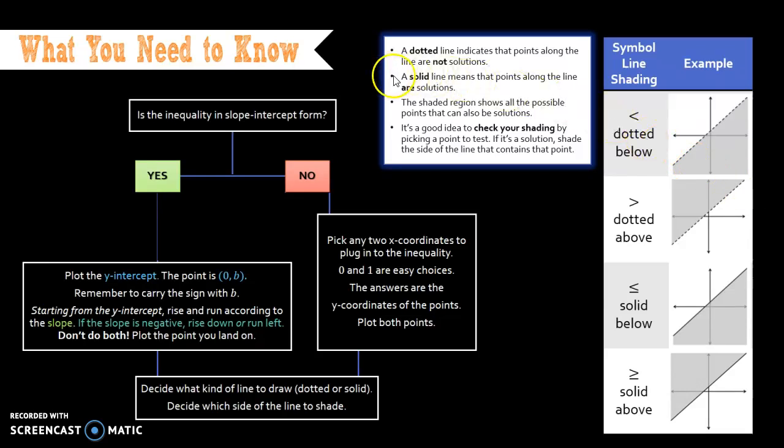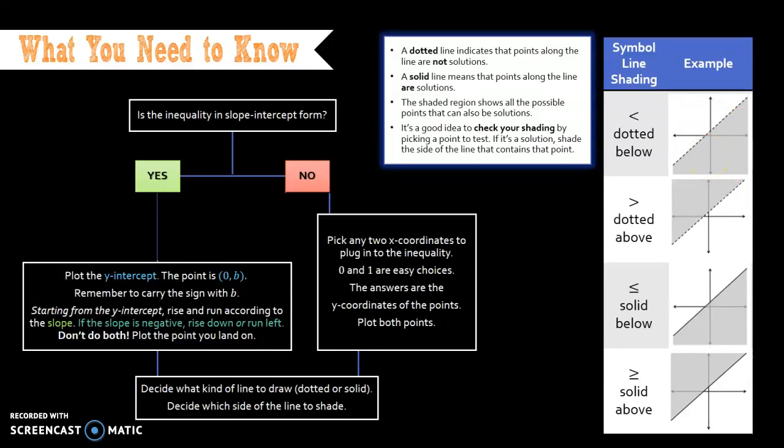A solid line, however, means that you're actually including, you are grabbing every single point along that line. They are solutions, they belong to your inequality. You want to grab them, so it's a solid line. The shaded region is going to show you all of the possible points that could also be solutions. That's what makes an inequality different than an equation, is that you have a lot of possible solutions, but they lie within a shaded boundary on the graph.